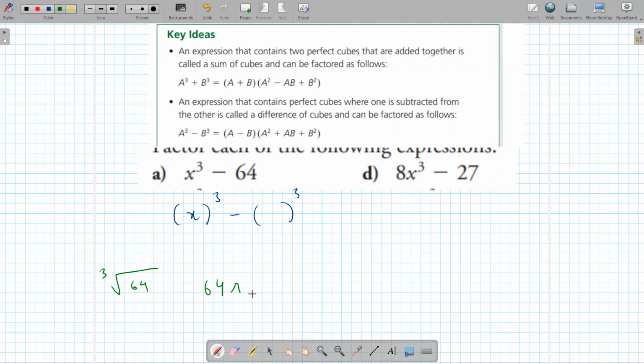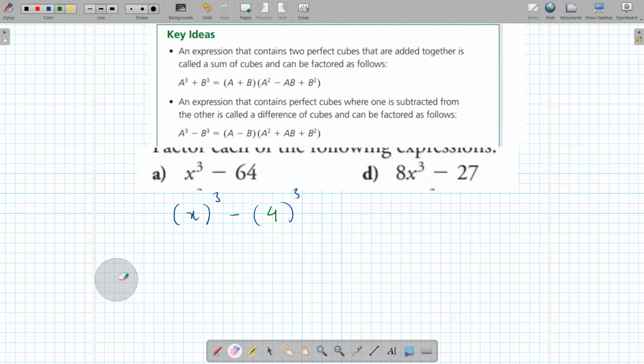Yeah, 1/3, but you need to put the 1 over 3 in a bracket. Yes, it is 1 over 3, to the power of 1 over 3. 4. Exactly. So 64 is 4 cubed, okay? See, like that.